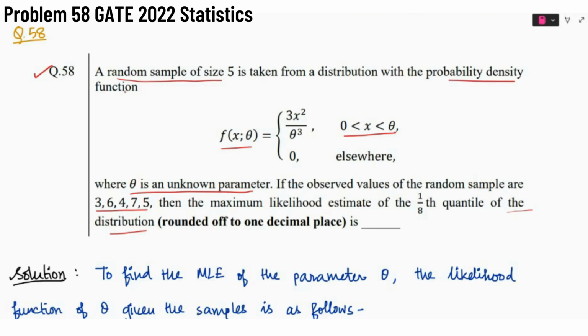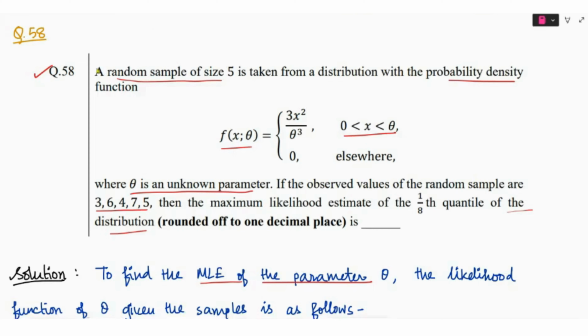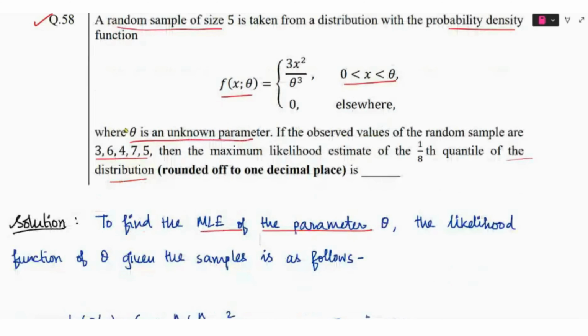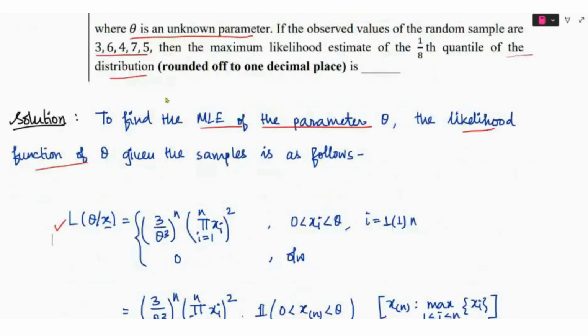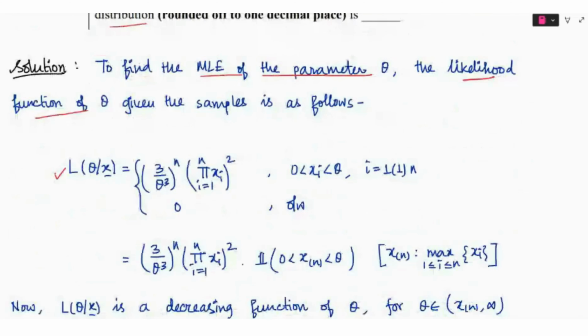So to find the required MLE of the parametric function, let us first find the MLE of the main parameter of the underlying family. To find the MLE of the parameter theta, we have to first find the likelihood function of theta given the sample values. So the likelihood function of theta is as follows: (3 by theta cube) whole to the power n, times the product of x_i squared, i equal to 1 to n, for each x_i between 0 and theta. Here n is the sample size. We have taken the sample size to be n here. We will put n equal to 5 later.